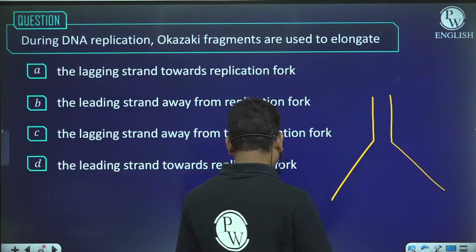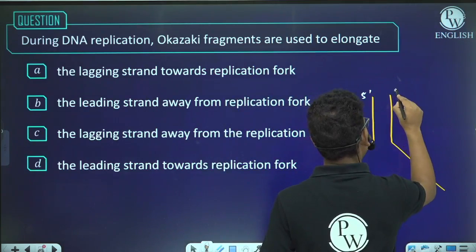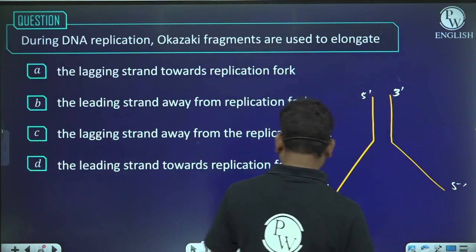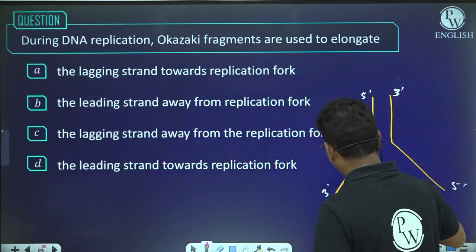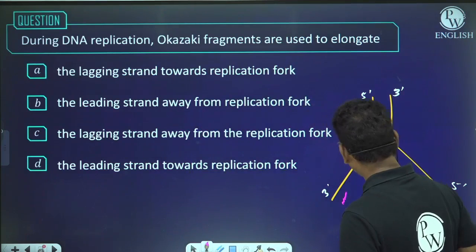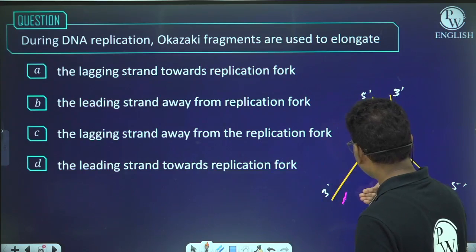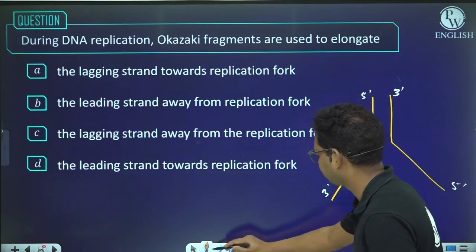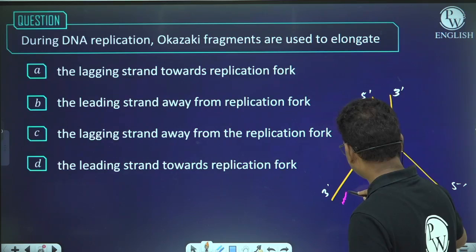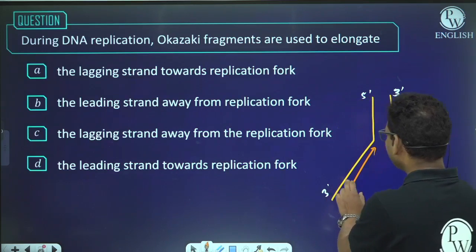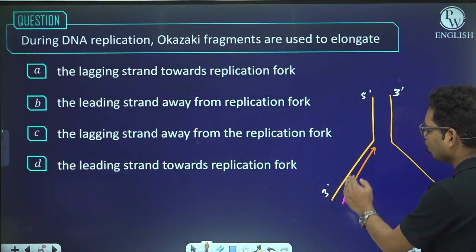Suppose this is one replication fork, and suppose this end is 3' end and this is 5' end. This will be 3' end and this will be 5' end. Now this is one Y-shaped structure. This will be called as what? Replication fork. And in this case, what happens? There is one primer, and this primer is elongated to form one chain, and this strand is called as what? Leading daughter strand. This strand is called as leading daughter strand. This is called as leading template strand.